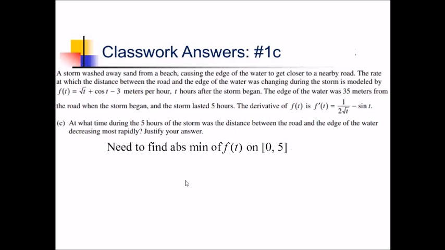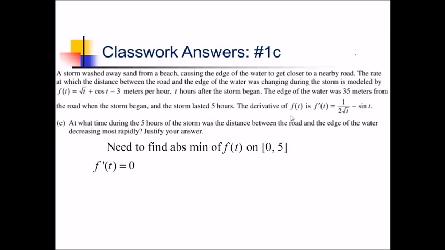Okay, well, to figure that out, I'm going to need to find critical values of f prime of t. Now, there's a critical value at 0 because that makes f prime of t undefined, but 0 is already one of our endpoints because we're going from 0 to 5, so we're going to test it anyway. So let's just focus on critical values that make f prime of t come out to 0.